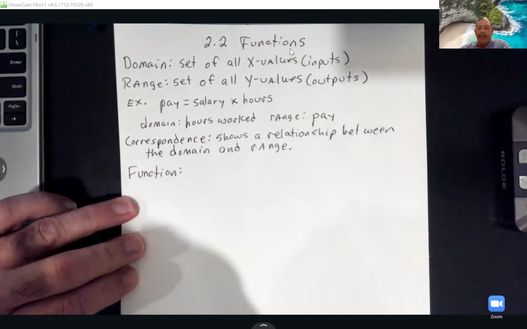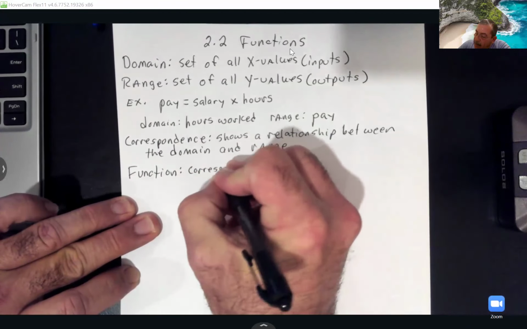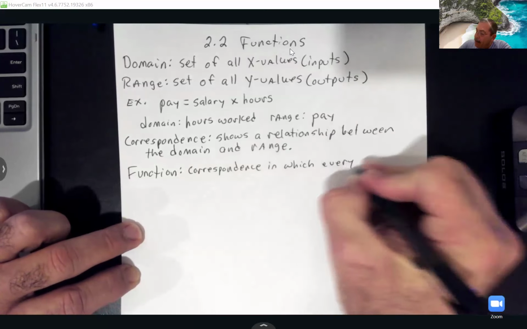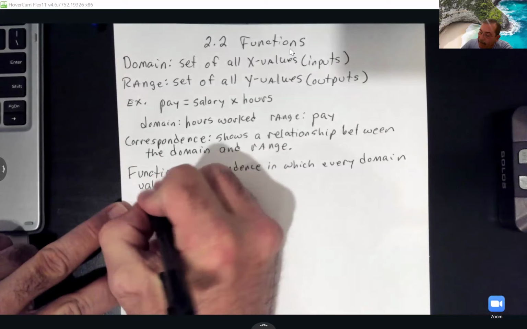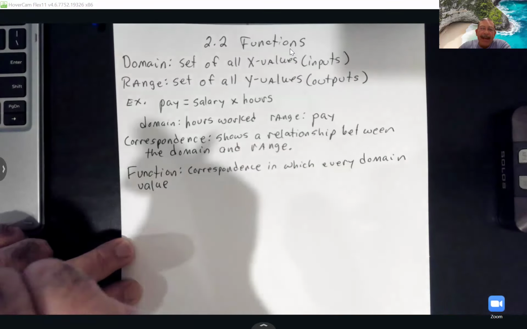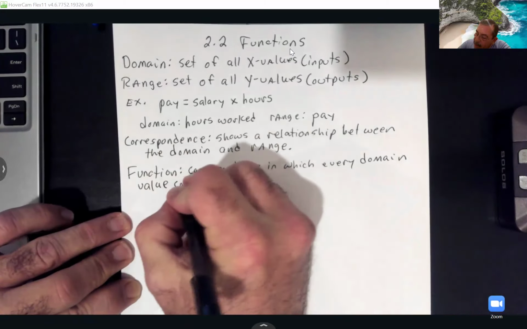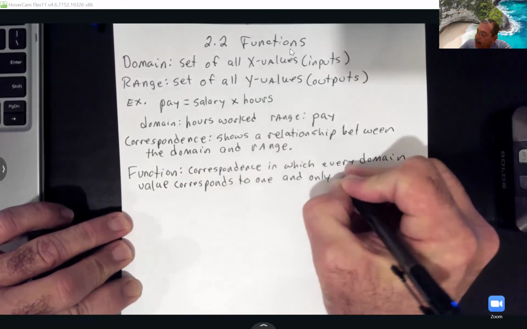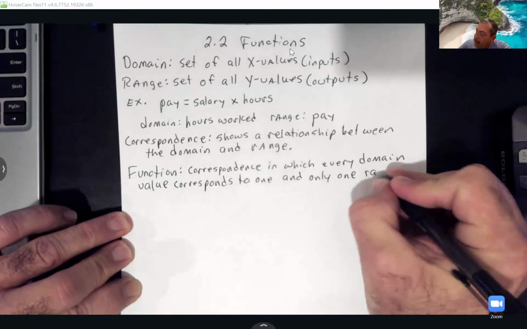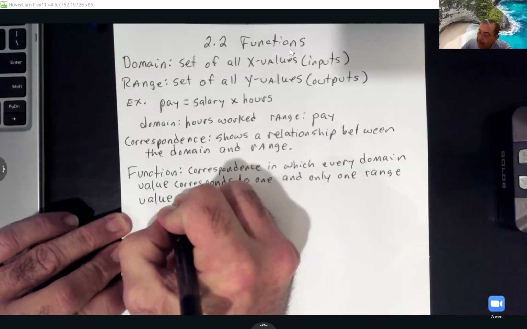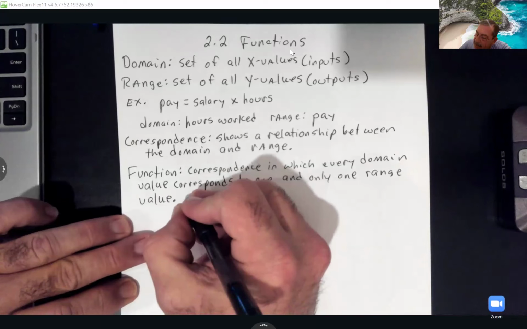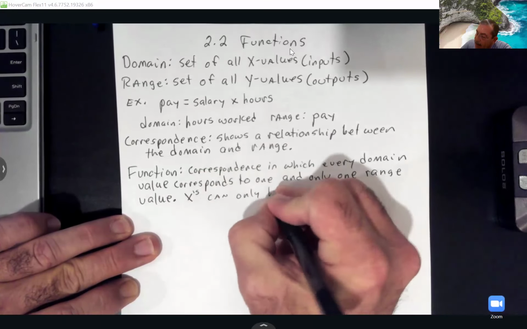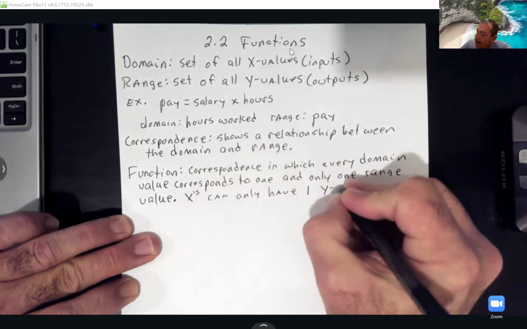So a function is a correspondence in which every domain value, so every domain value, corresponds to one and only one range value. Okay, so that means the x's can only have one y value.